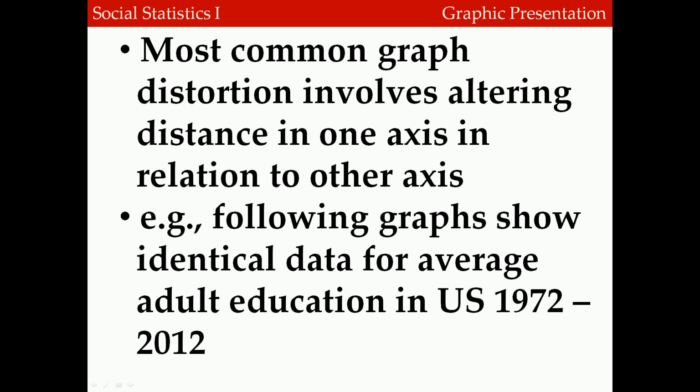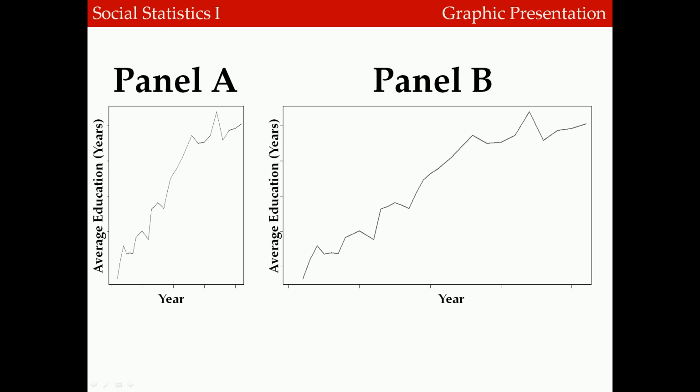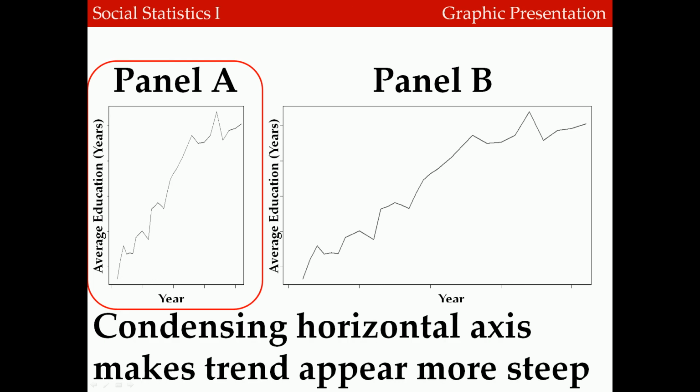So, one of the most common forms of graph distortion is to alter the distance of one of the axes relative to the other. So in the next slide, we'll see 2 graphs showing the identical data. This will show the average adult education that we saw in an earlier slide between 1972 and 2006. Okay, so notice that in panel A, we have a condensed horizontal axis.